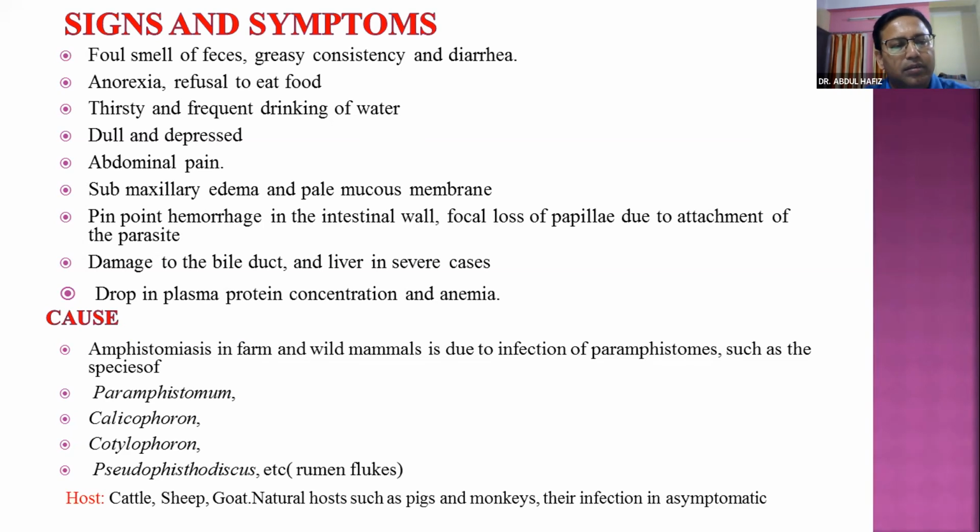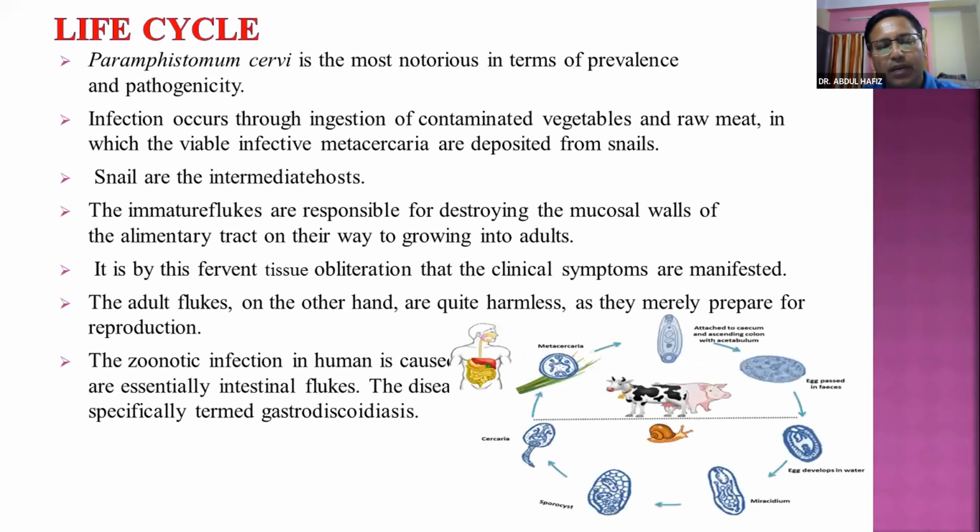So the causes of amphistomiasis are the Paramphistomum species. And the final hosts, we know, are cattle, sheep, goat, and the natural hosts are pig and monkey. Life cycle, likewise fasciolosis, this amphistomiasis also has the same type of life cycle. So we have to control the snail population, because snails are the main intermediate host.